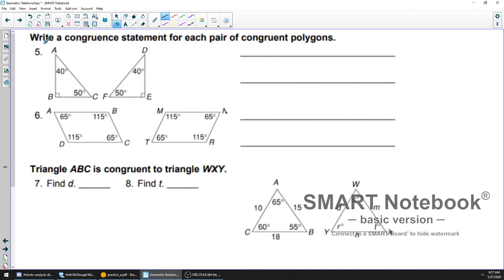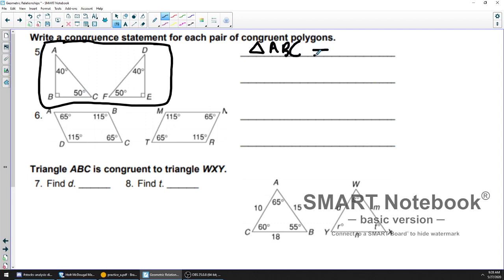If I continue here, write a congruence statement for each pair of congruent polygons. So right here, it's telling you that these two triangles are the same. And it looks right. I have a 40-40, 50-50, right angle. So, are these two triangles the same? Yeah, it tells us. So I could say triangle ABC is congruent to triangle DEF.